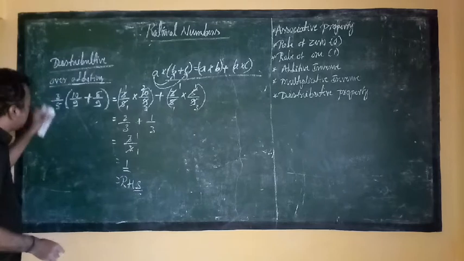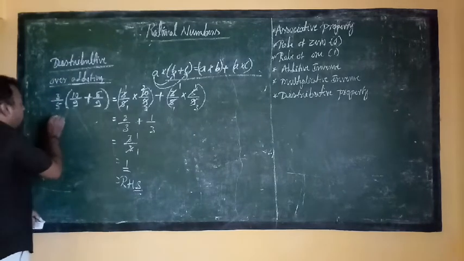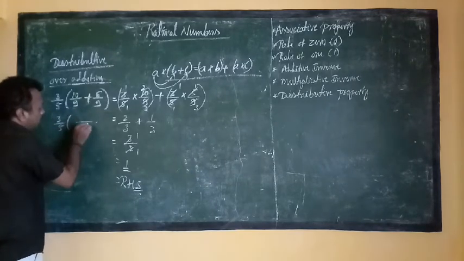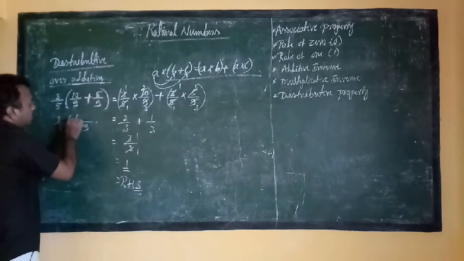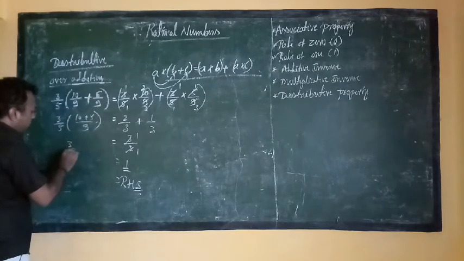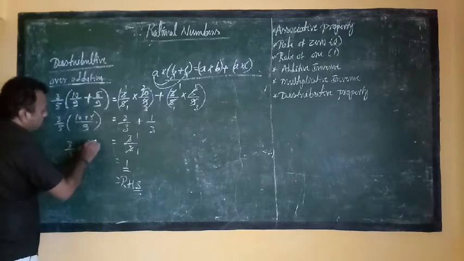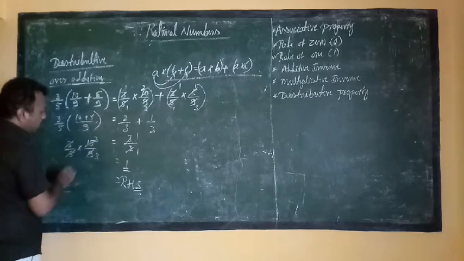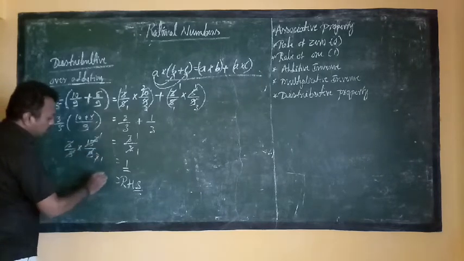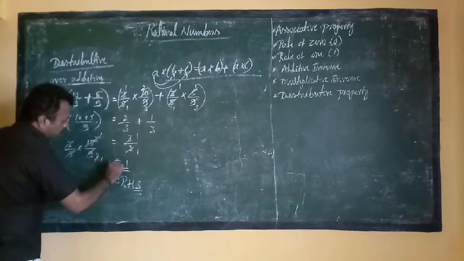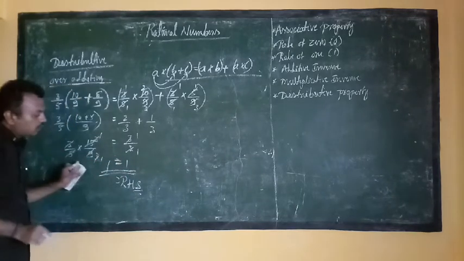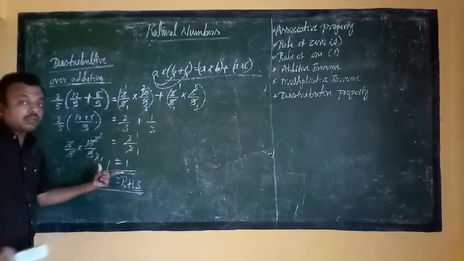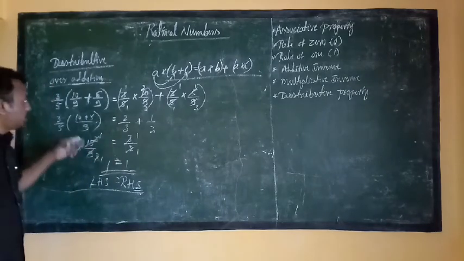Like that, LHS is also the same result. See students, 3 by 5 into, firstly we should add it. The denominators are the same, add the numerators, 10 plus 5. So 3 by 5 into 10 plus 5, how much? 15. 15 by 9. 3 ones are 3, 3 threes are 9. 5 ones are 5, 5 threes are 15. So 3 ones are 3, 1 by 1 is nothing but 1. So therefore 1 is equal to 1. So LHS is equal to RHS. Got it? So this is verification of the distributive property over addition. Got it, students? Very simple.